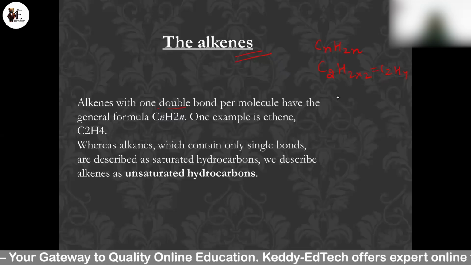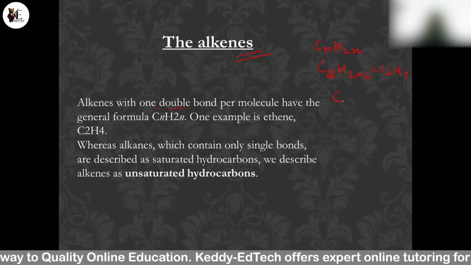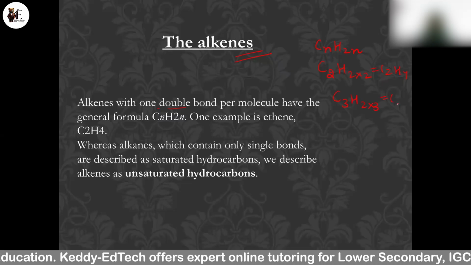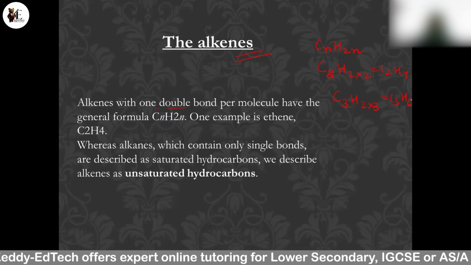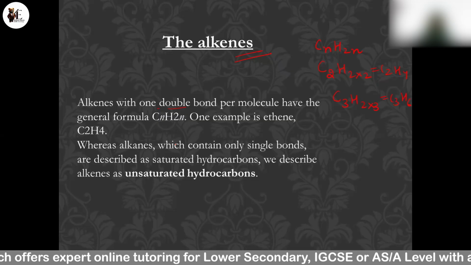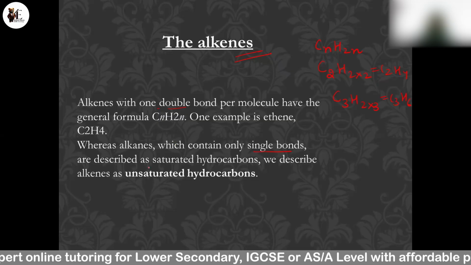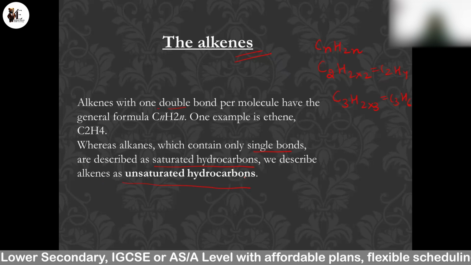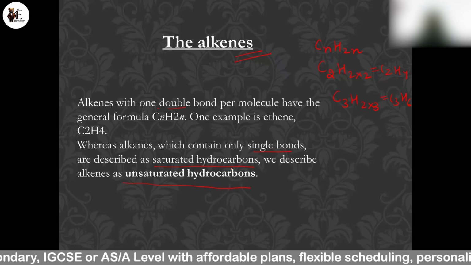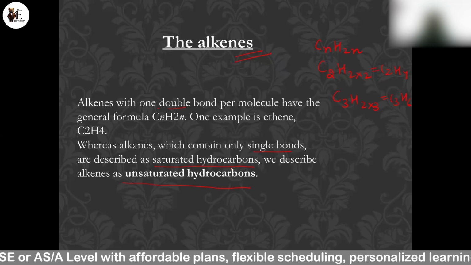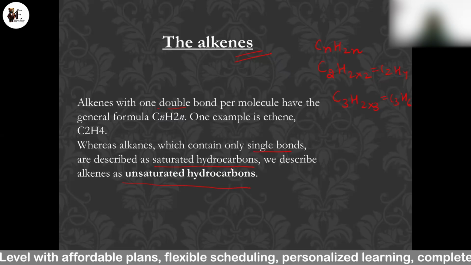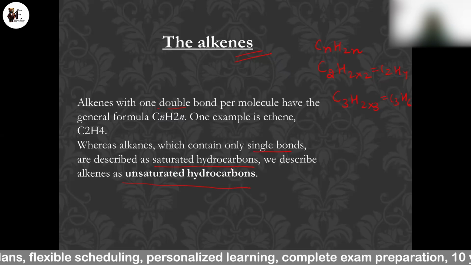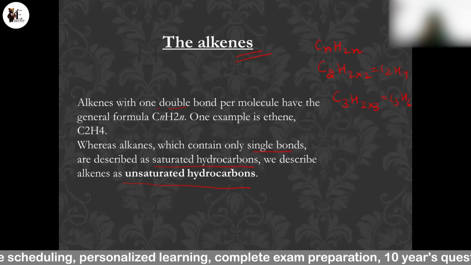Similarly, for propene we put n equal to 3, so 2 into 3 gives C3H6, which is propene. Whereas alkanes, which contain only single bonds, are described as saturated hydrocarbons. Alkenes are unsaturated hydrocarbons. Unsaturated hydrocarbons are compounds which have a double bond or a triple bond. So alkenes are unsaturated while alkanes are saturated. The general formula is CnH2n.